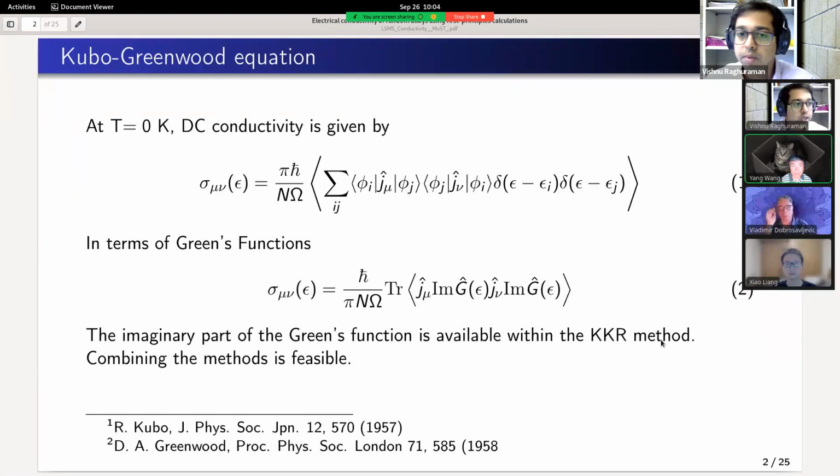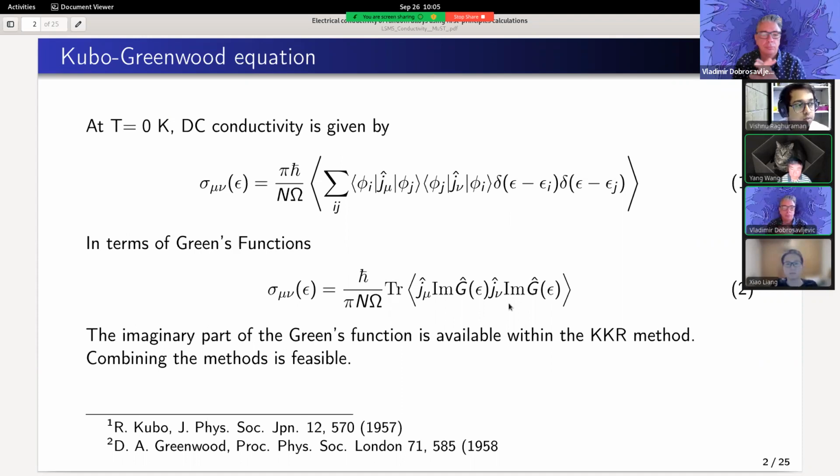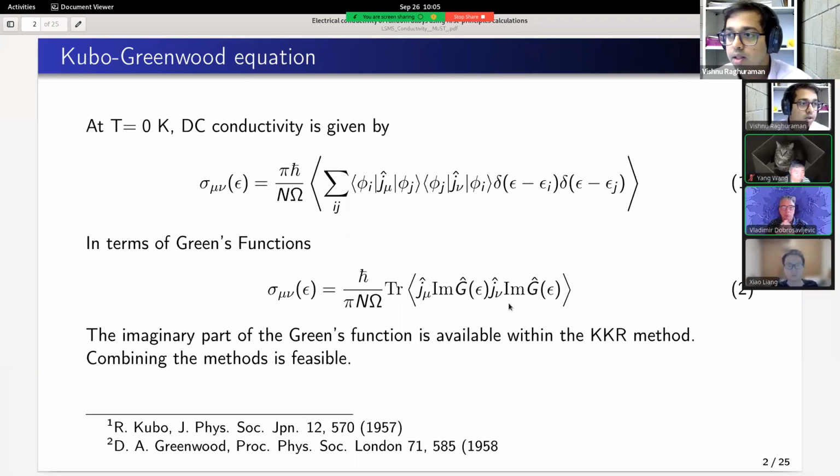So just to recap, the Kubo-Greenwood equation, as presented here, is a very useful way for us to calculate electrical conductivity within the KKR formalism, because you can convert equation 1 here, which is in terms of wave functions and current operators, into Green's functions, specifically the imaginary part of the Green's function. And in the KKR method, the imaginary part of the Green's function is quite easily available. So we can implement equation 2 in MUST, and it has been implemented in MUST, and that allows us to calculate electrical conductivity from first principles.